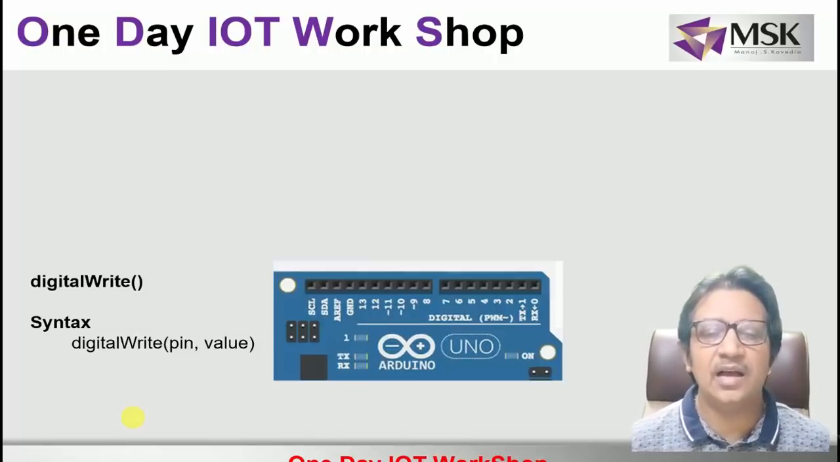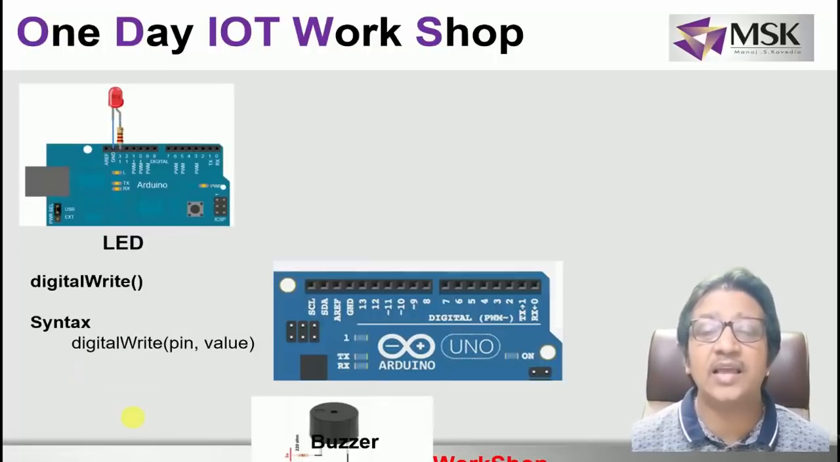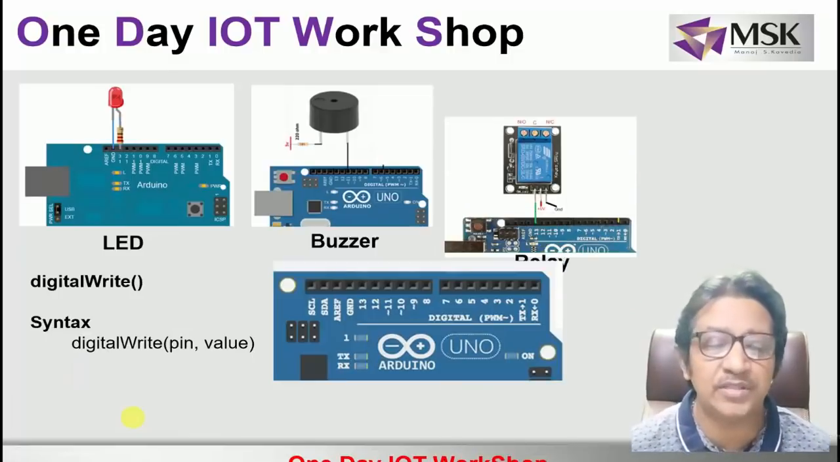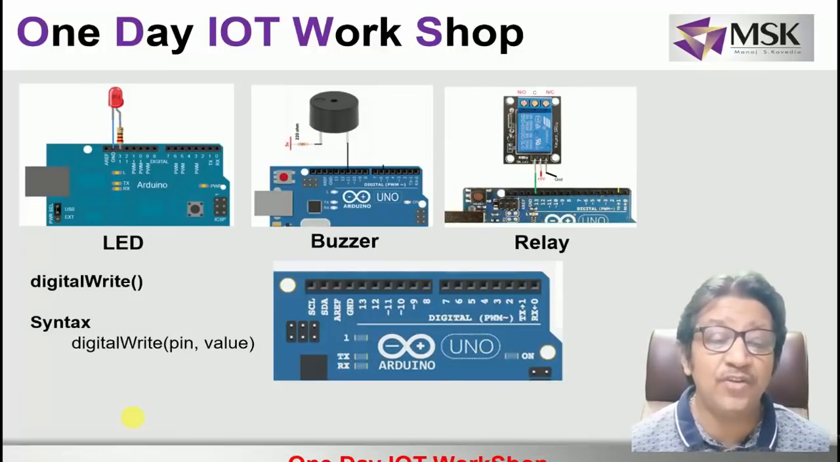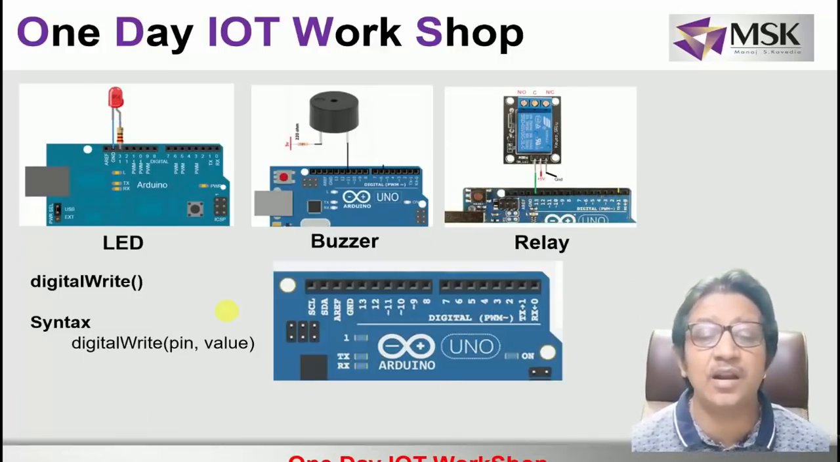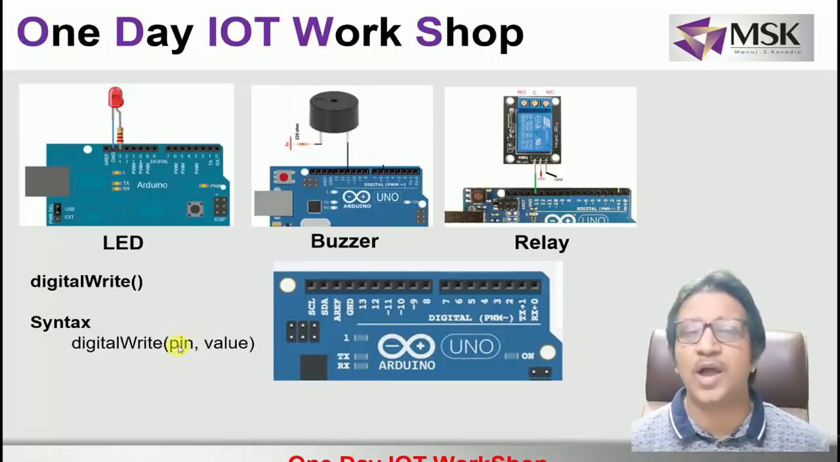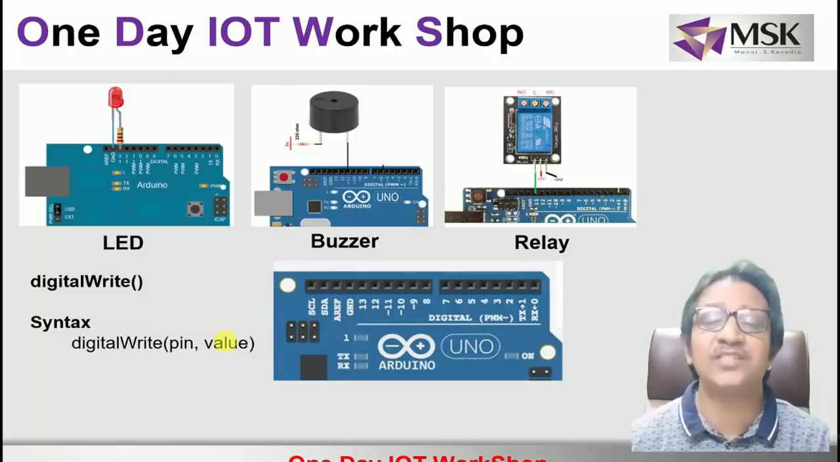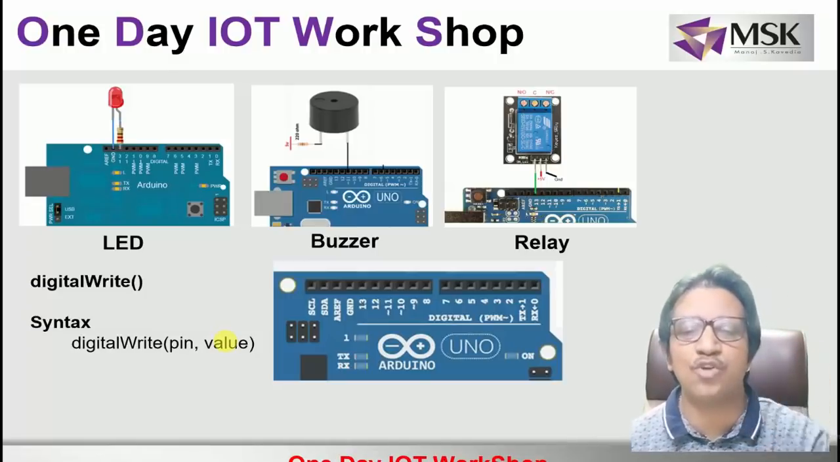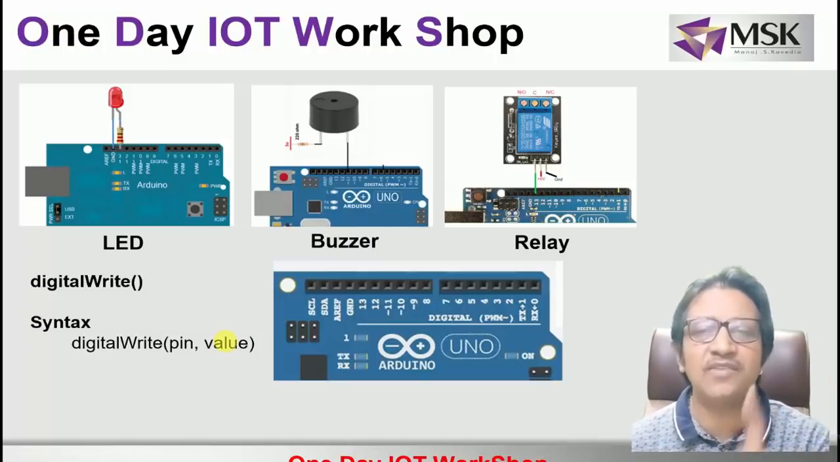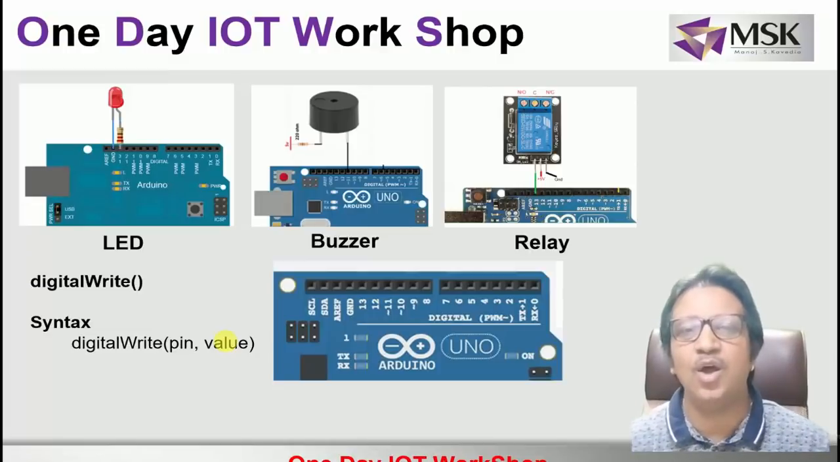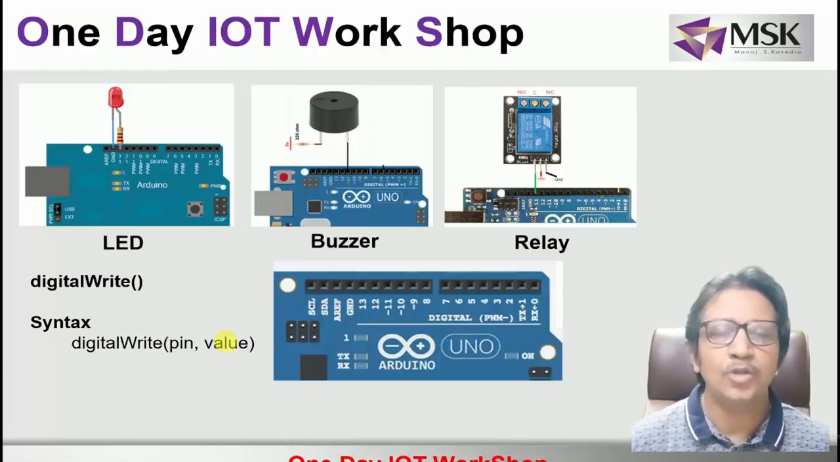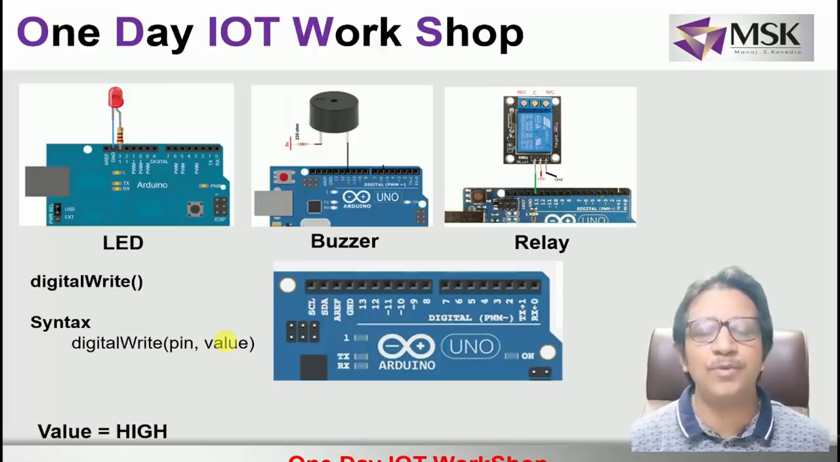I can connect an LED, a buzzer, and a relay to these output pins. The pin to which I'm connecting these devices I'll define here, and the value I'll define here. I can have either high or low. If I give high, the LED will glow, the buzzer will buzz, and if a motor is connected, the motor will rotate, and definitely the device connected to the relay will get turned on. So the value may be high or low.